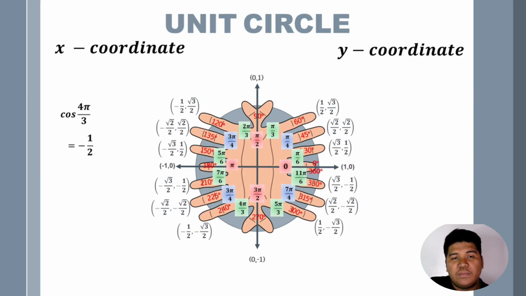Sine of 7 pi over 4. So, let's locate 7 pi over 4 in the fourth quadrant. The y-coordinate is negative square root of 2 over 2. So, sine 7 pi over 4 is equal to negative square root of 2 over 2.